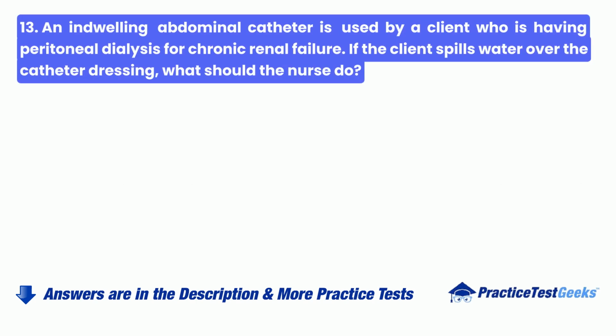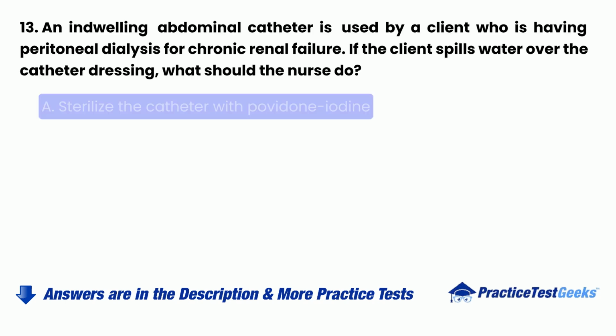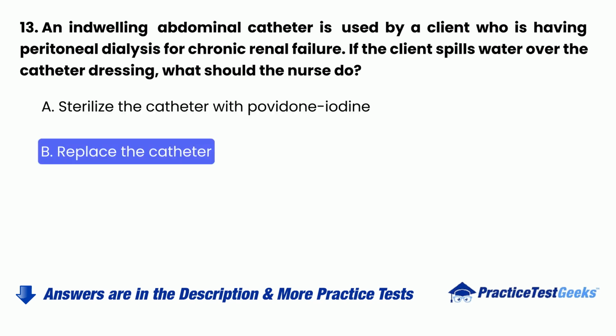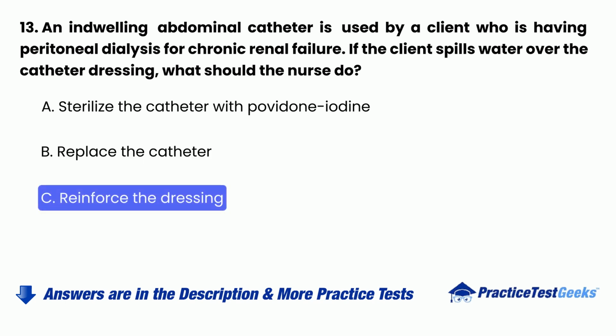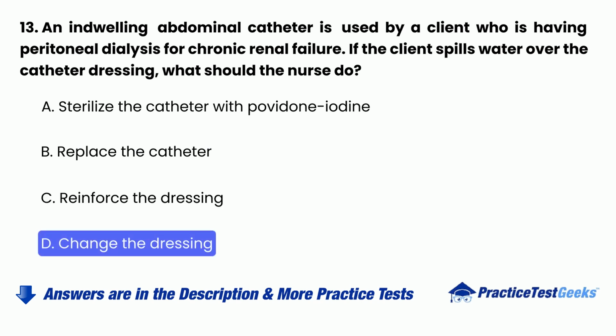13. An indwelling abdominal catheter is used by a client who is having peritoneal dialysis for chronic renal failure. If the client spills water over the catheter dressing, what should the nurse do? A. Sterilize the catheter with povidone iodine. B. Replace the catheter. C. Reinforce the dressing. D. Change the dressing.